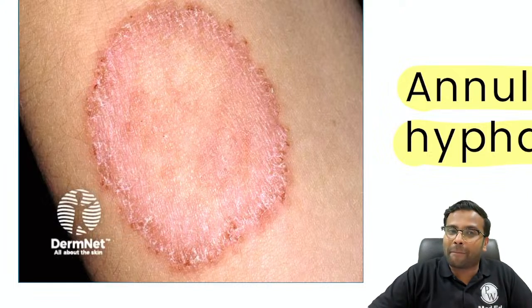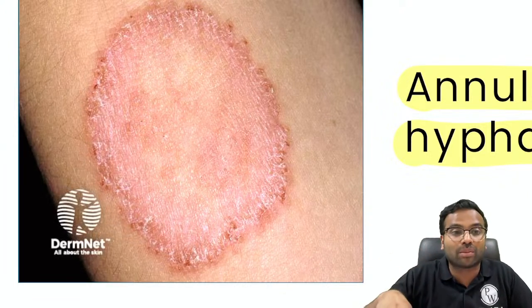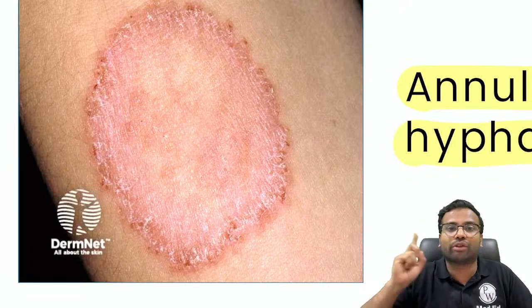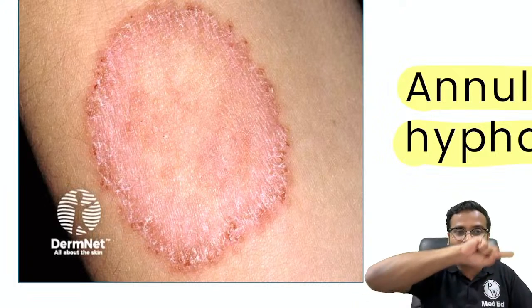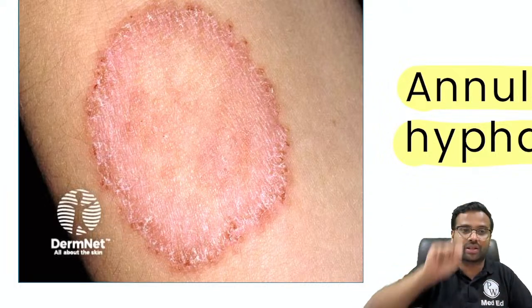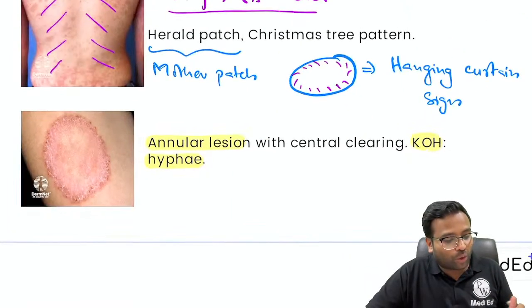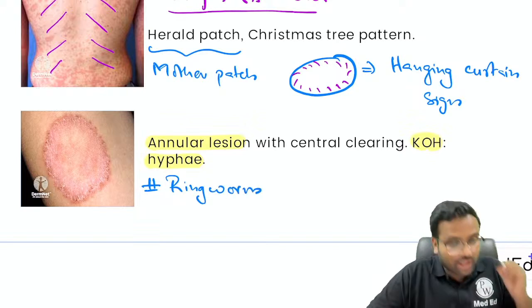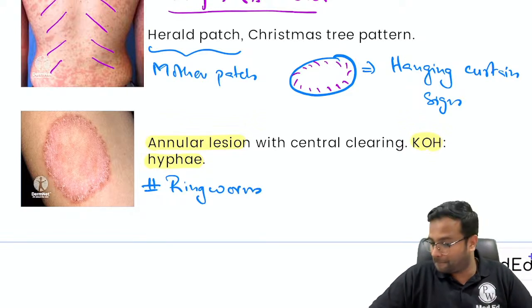It's not eczema. Please remember, KOH is never positive when it comes to eczema. If KOH is positive, think in terms of a fungal infection. And why am I saying that? It's an annular, round lesion. Do you want a common name for this one? I'll give you one more clue because I want all of you to answer. Commonly, we call it a ringworm. The common name for this condition is ringworm.